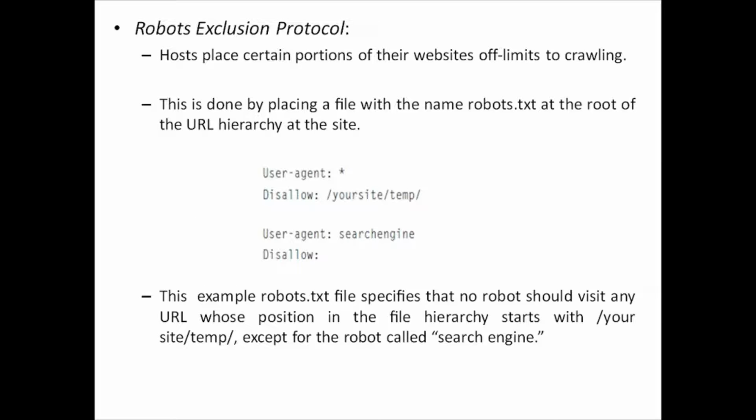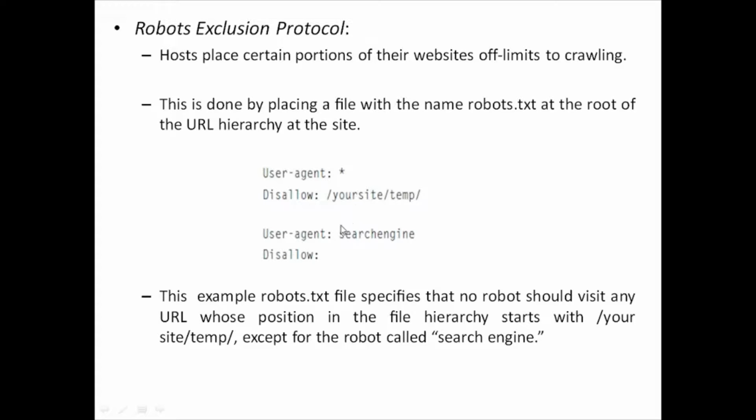Next is the robots exclusion protocol. You can see that many hosts on the web place certain portions of their websites off limits to crawling. This is done under a standard known as the robots exclusion protocol. How is this exclusion protocol implemented? This is done by placing a file with the name robots.txt at the root of the URL hierarchy at the site. So we can see an example of robots.txt.